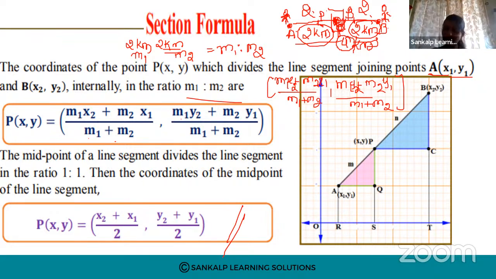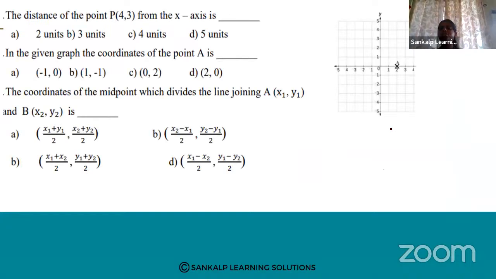See, if you have the values of m1 and m2, then you are going to use the section formula directly. Okay. Next, see here, A and B, these two are the points. A has the coordinates x1, y1 and B x2, y2. And this is the point P. P divides the line in the ratio m is to n, or you can say m1 is to m2. Right? Next, by using these formulas, we are going to discuss some MCQ questions. Okay.